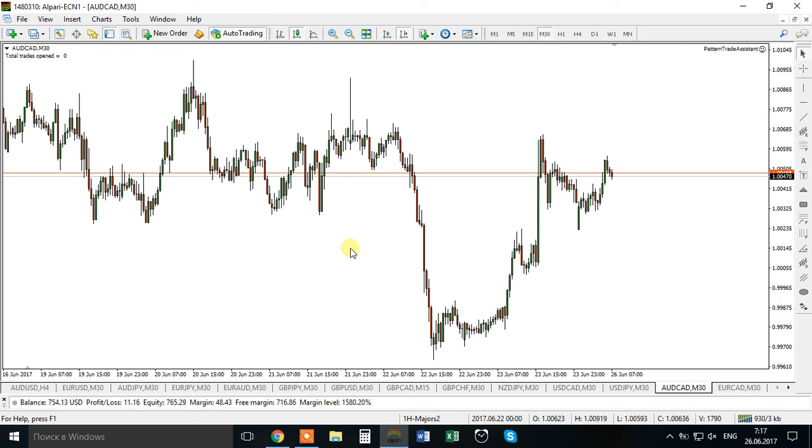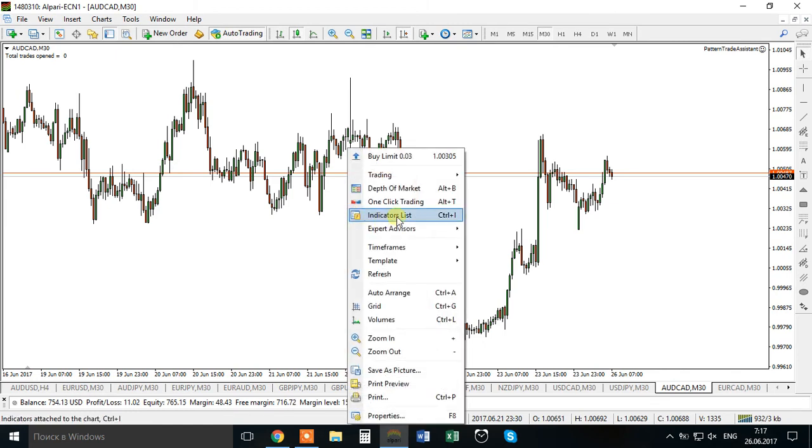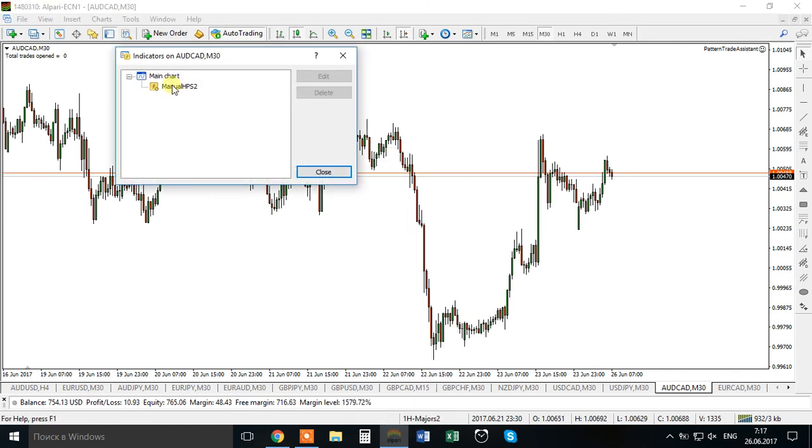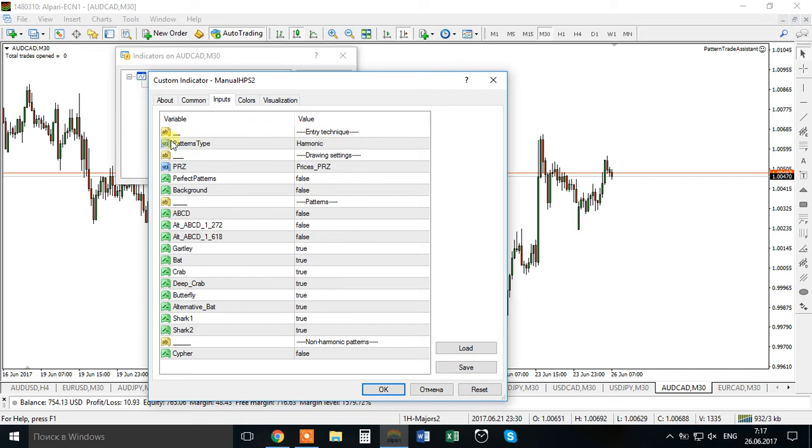It doesn't do that historical matching. It only draws objective setups. Okay, let's go to the settings. What are the settings of ManualHPS? First of all, the first setting is the entry type. I call it harmonic or advanced. This is actually where you switch between the harmonic patterns and advanced patterns.